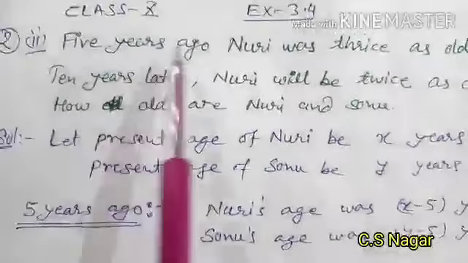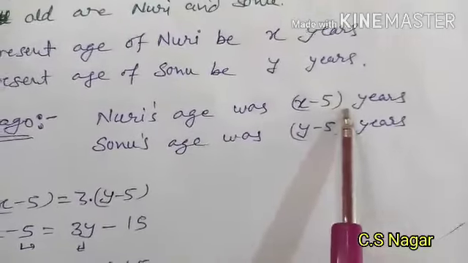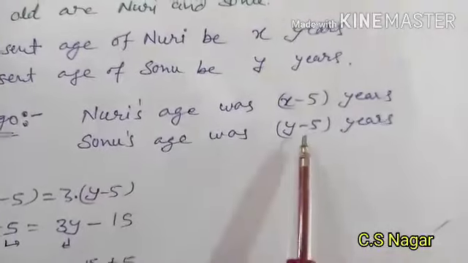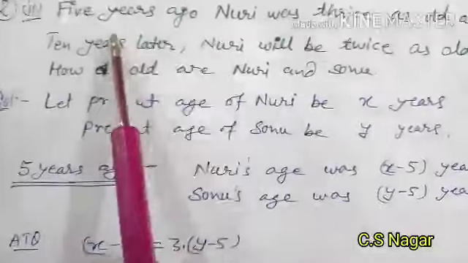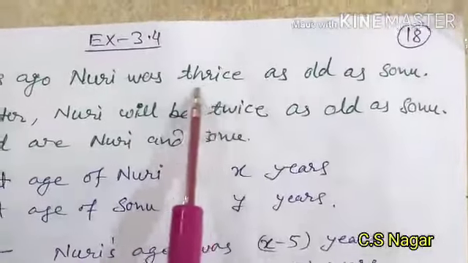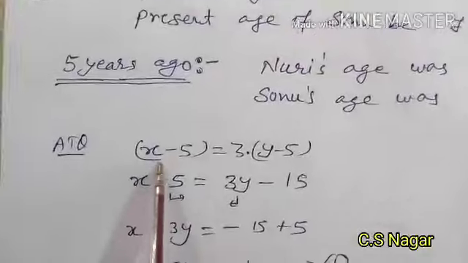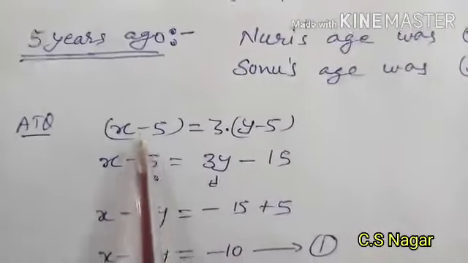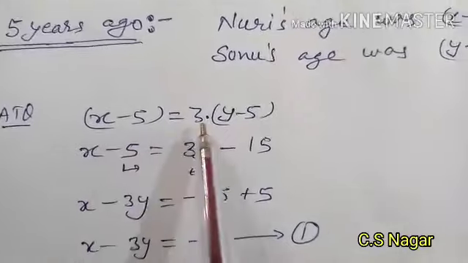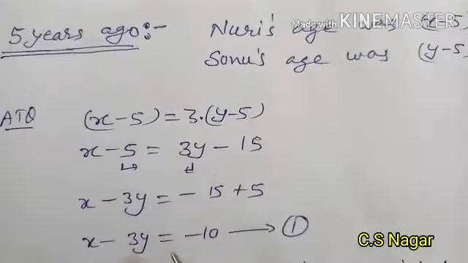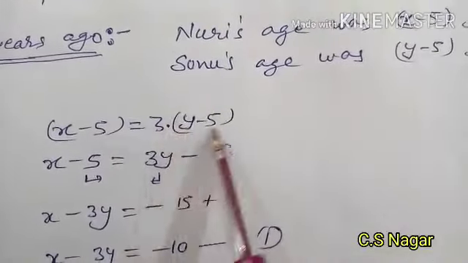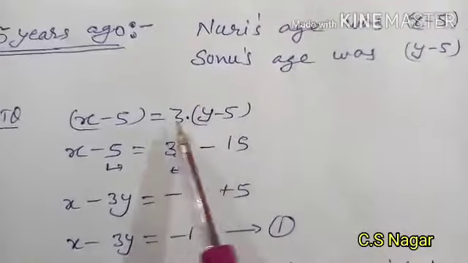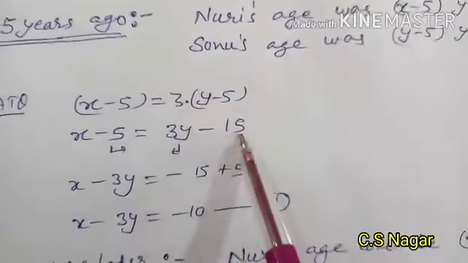So first condition, 5 years ago. 5 years ago, Noori's age was x minus 5 and Sonu's age was y minus 5. Now according to the question, 5 years ago, Noori was thrice as old as Sonu. So this is Noori and this is Sonu. So Noori was thrice, means 3 times of Sonu. Now open this bracket. So it will be 3y minus 15.